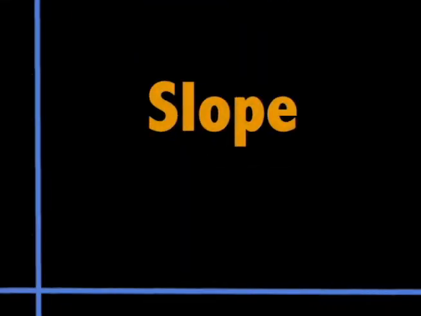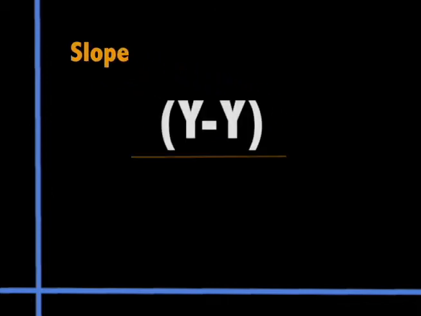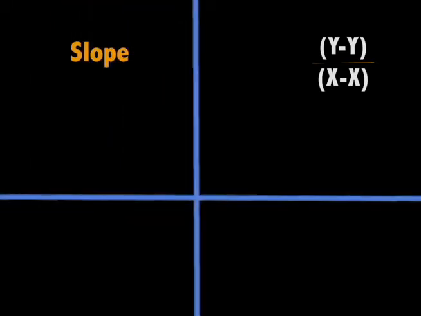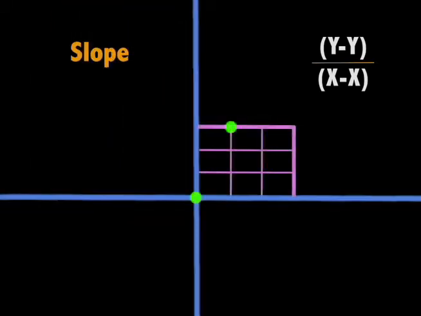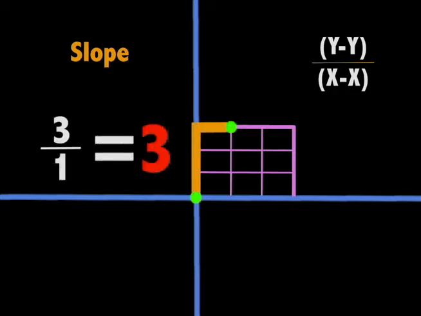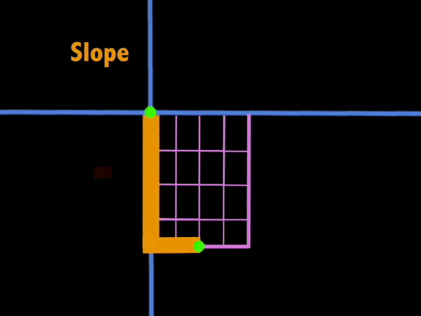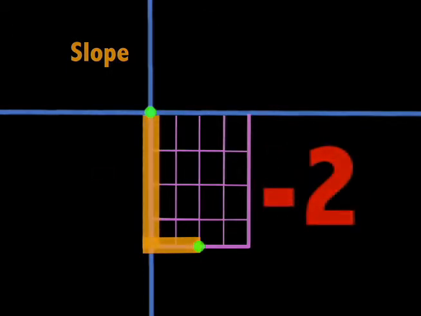To find the slope of a graph, you must find the change in y over the change in x. Here's an example. The graph rises 3 and moves over 1, so the slope is 3. Let's try another. The graph descends 4 and moves over 2. The y value is negative, so the slope will be -4 divided by +2. The answer is -2.